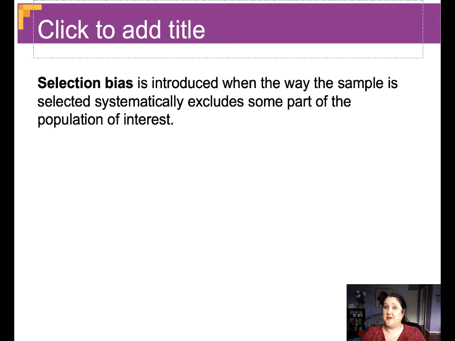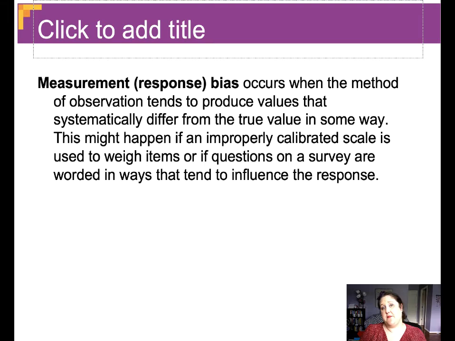Selection bias also can occur in those voluntary response samples because only people who want to participate actually do participate. And so that could be excluding some people from the population simply because they did not want to participate in the study. Another type of bias is measurement or response bias.